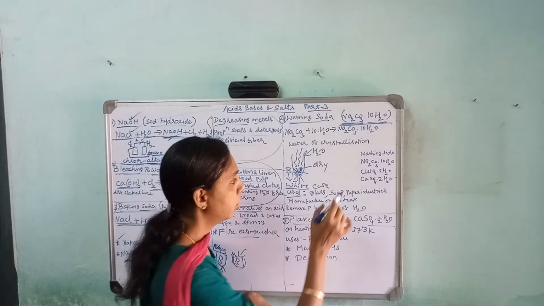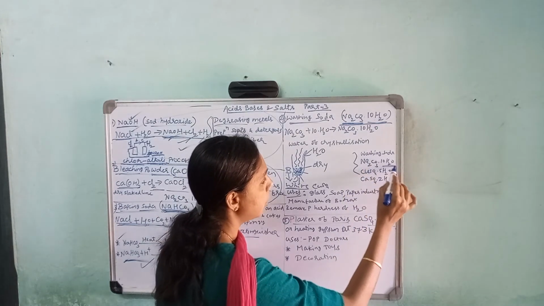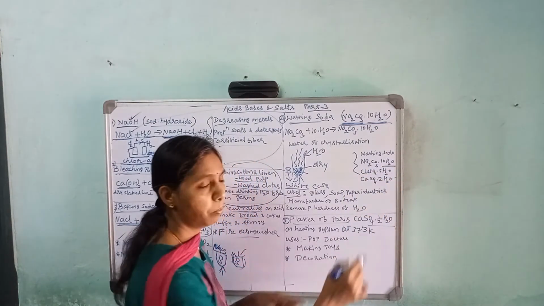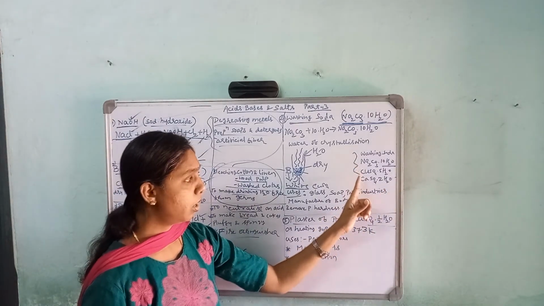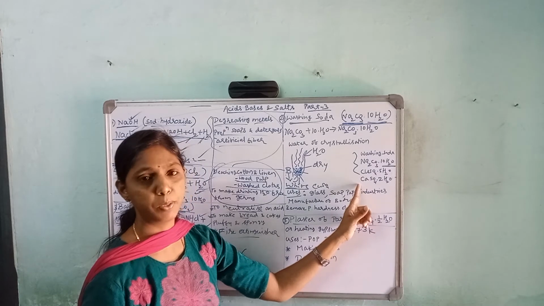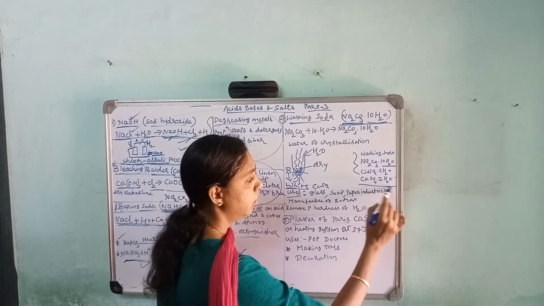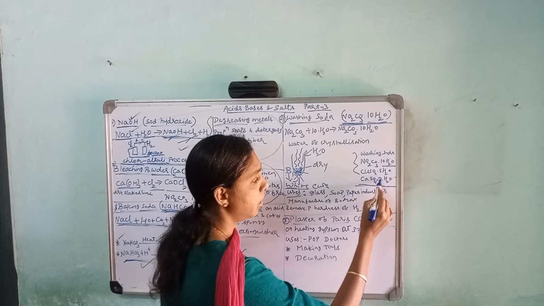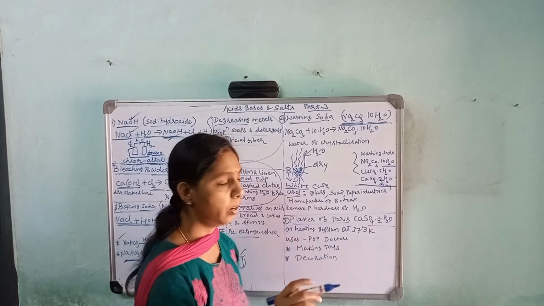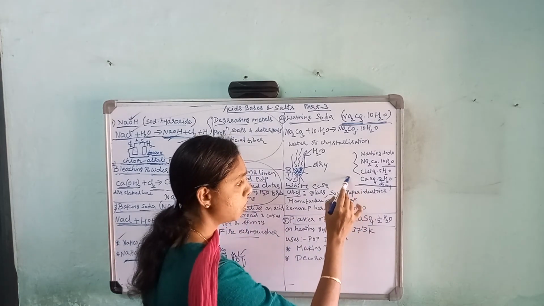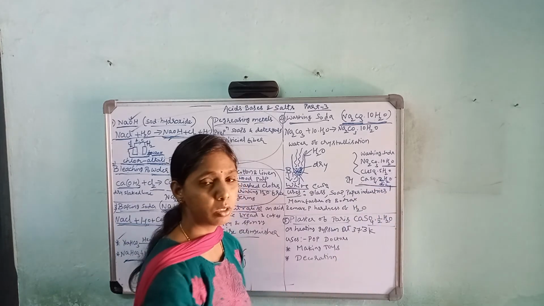So here I have written washing soda with its formula. This is very important because they will ask how many molecules of water are there in washing soda, in copper sulfate and in gypsum. The gypsum formula is calcium sulfate dihydrate. 2 is there, no? 2H2O. That's why it is called dihydrate. So gypsum has 2 molecules of water.